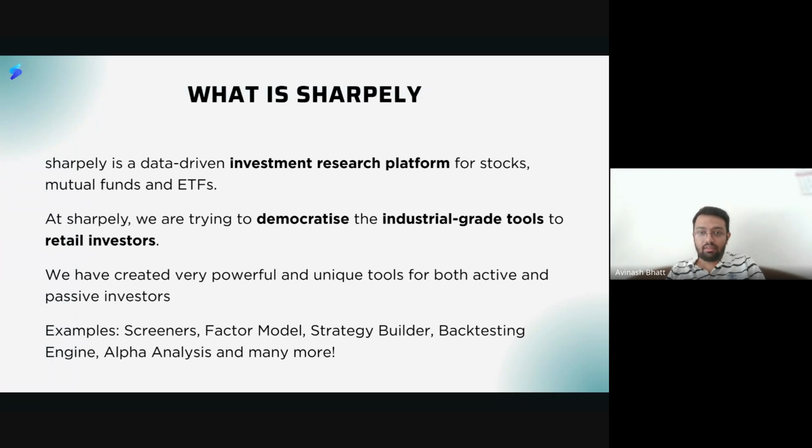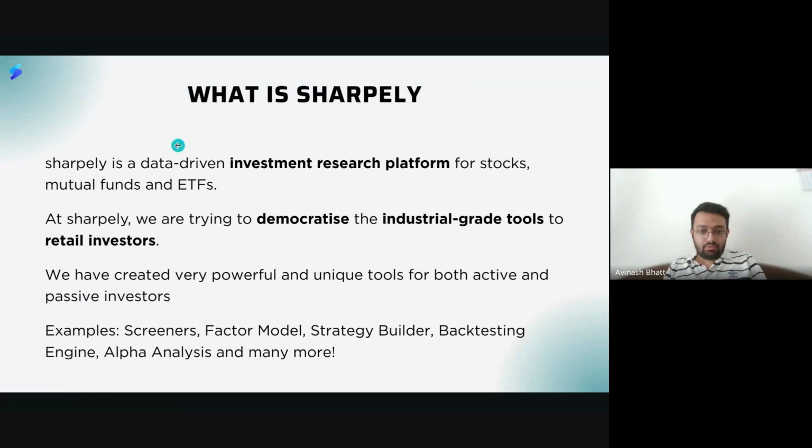So before we switch to tabs, I'll just give you a brief about what Sharply is. So we are a data-driven investment research platform for stocks, MFs, and ETFs. What we are trying to do is democratize the industrial grade tools for retail investors. So we have very unique and very powerful tools for stocks research, MF research, ETF research. Examples include, and I'll show you, the screeners, factor model, strategy builder, backtesting engine. Even if you are a passive investor, we have tools for MF and ETF research as well.